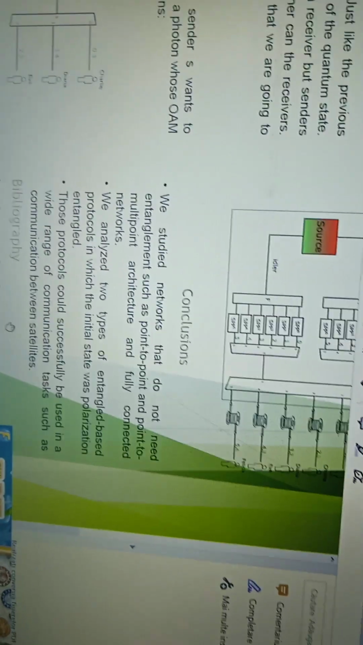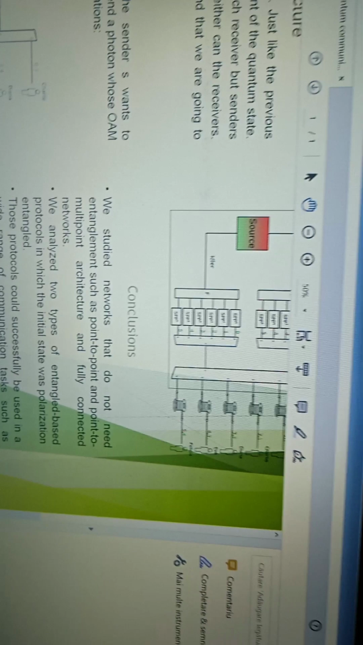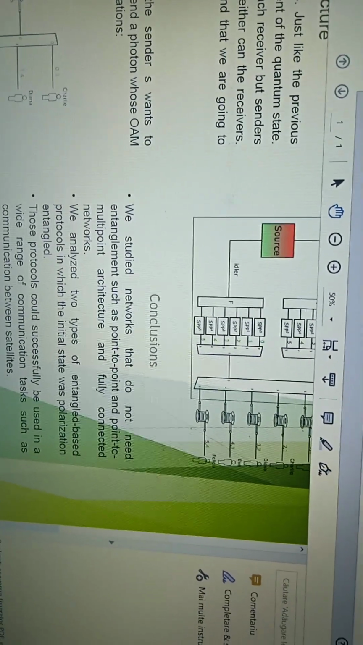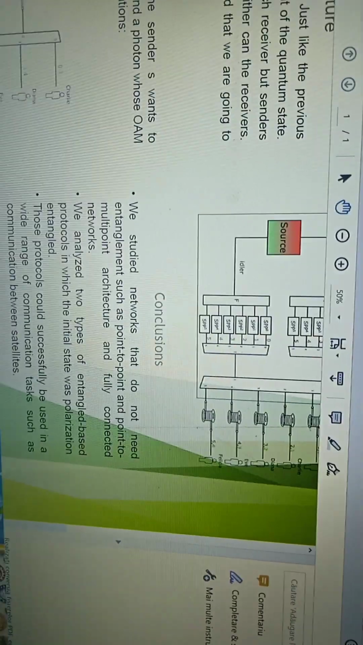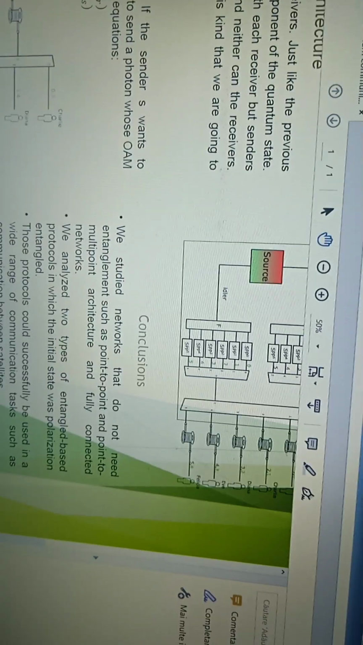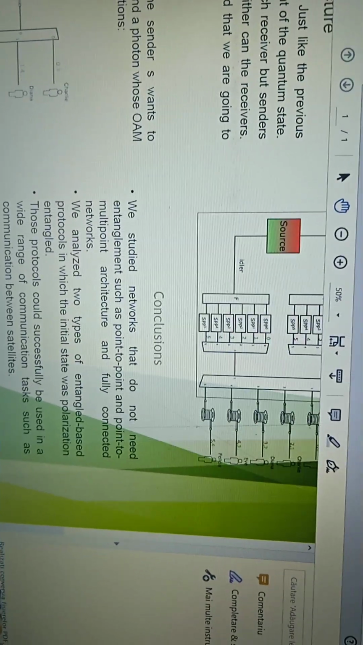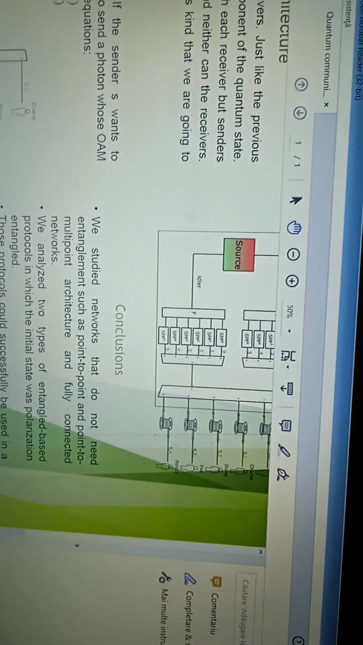So in conclusion, I presented you a few protocols, the last two of them being entanglement based, and these protocols can be used for a wide range of communication tasks, such as communication between satellites, or communication between banks, or communication between governments, and so on.